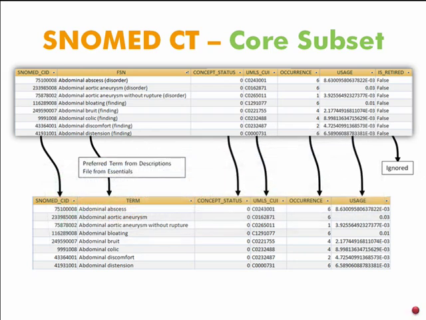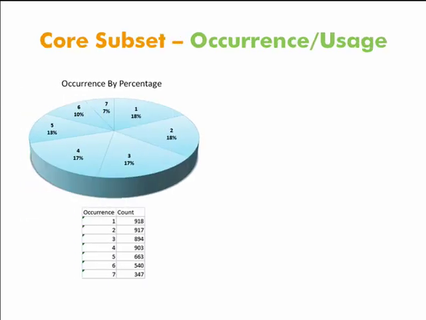The other thing that's interesting is if you take the core subset data and you want to look at the occurrence and the usage data and the impact of that. If you look at the occurrence by percentage, a majority of the terms were presented by one institution. The second highest number is 2 and then 4, and then it goes 3, 5, 6, and 7. So the smallest number of terms were actually provided by all 7 institutions, and that probably makes sense.